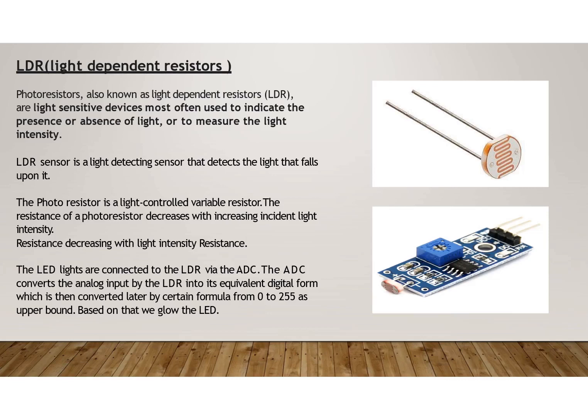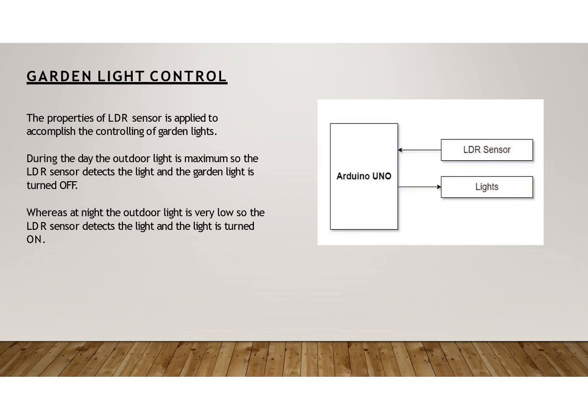LDR sensor is a light detecting sensor that detects the light that falls upon it. Garden light control: the properties of the LDR sensor are applied to accomplish the controlling of garden lights. During the day, the outdoor light is maximum, so the LDR sensor detects the light and the garden light is turned off, whereas in the night the outdoor light is very low, so the LDR sensor detects the low light and the light is turned on.